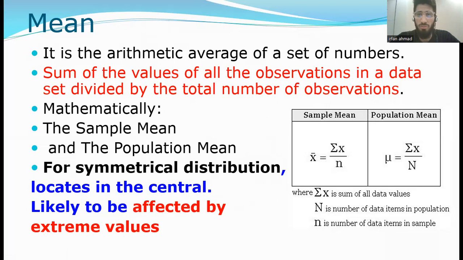For symmetrical distribution, as we talked about in our previous lecture, there are two types of distribution: one is symmetrical, the second is skewed distribution. If the data is symmetrical, the mean is located in the center. The mean is likely to be affected by extreme values. If one side has more or bigger values among the observations, it affects the mean.